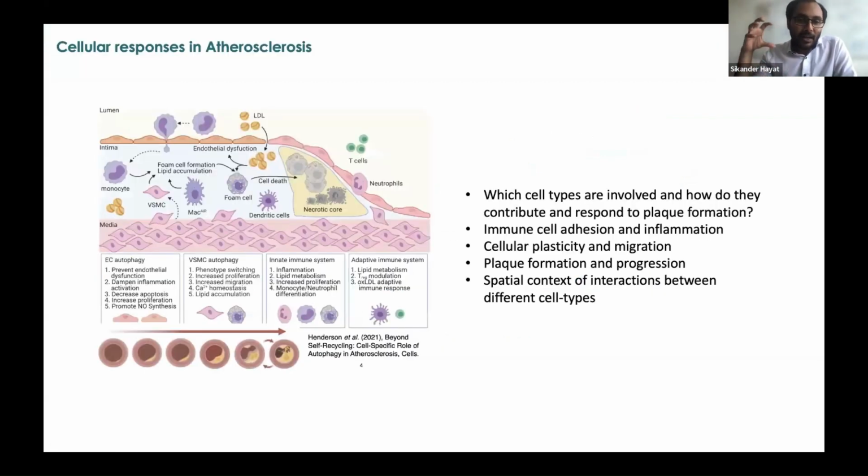So then coming to the topic, coming to atherosclerosis. I think this is kind of preaching to the choir. I think you guys know it much better than me. But what we are interested in is what are the cell types that are involved in the disease progression, and how do they contribute to plaque formation? What is the role of immune cells? We heard a lot about macrophages today, so I also added some results from macrophages, cellular plasticity and migration, plaque formation and progression. And then finally, what is the spatial context of interactions between different cell types?